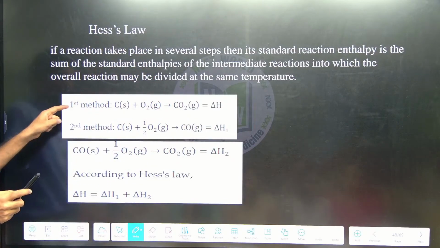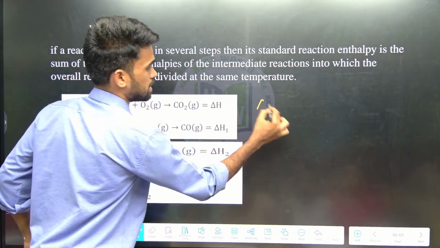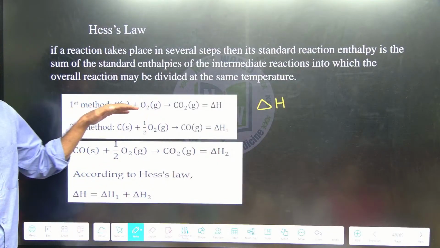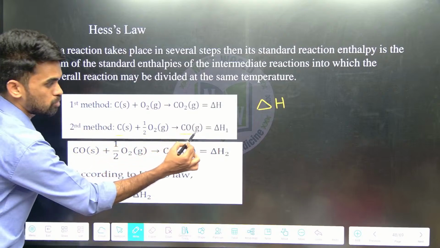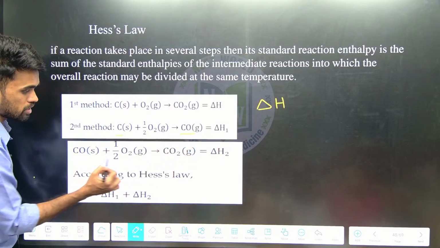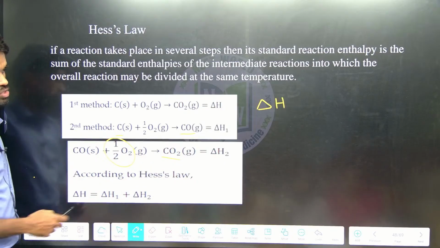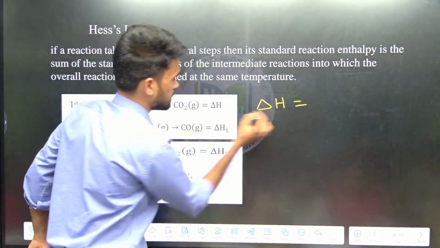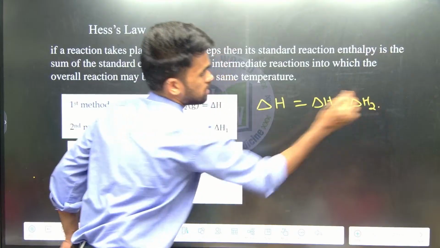So here, formation of CO2 is happening from carbon in a single step. Let us say this enthalpy change is delta H. Now the same formation of CO2 takes place in multiple steps. First step is formation of carbon monoxide. For the carbon monoxide, again I am adding oxygen, giving CO2. So this is for step 1 delta H1, step 2 delta H2. That is nothing but delta H1 plus delta H2.